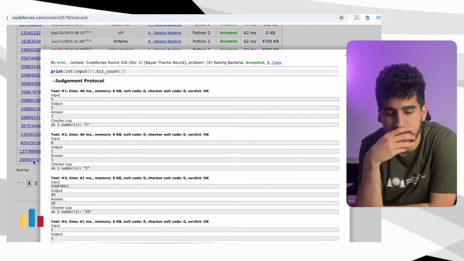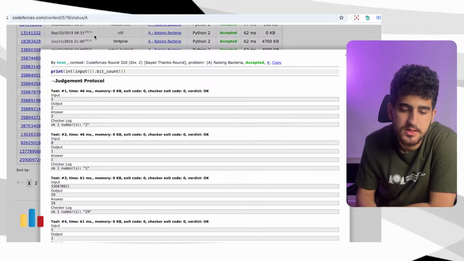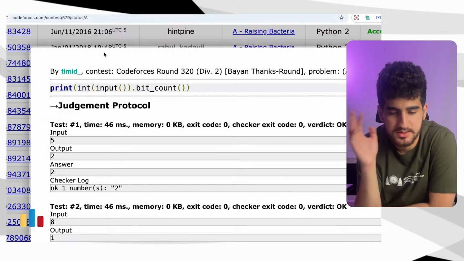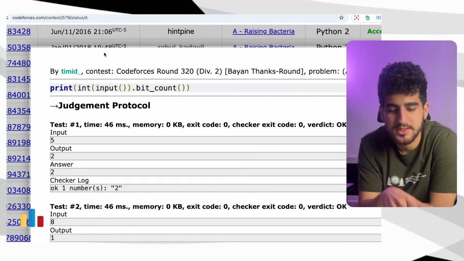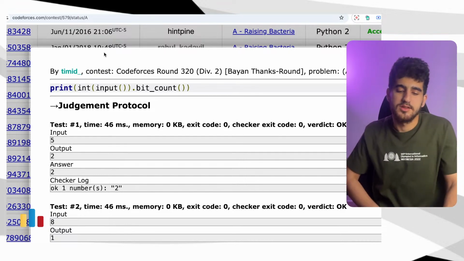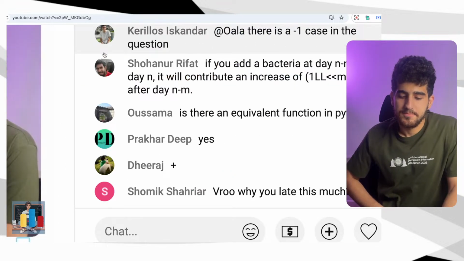Okay, dot bit counts. Int of inputs dot bit counts. Bits underscore counts. Okay, forget the previous thing that I said. That was not important. So just say int inputs dot bits underscore counts. Is it clear?